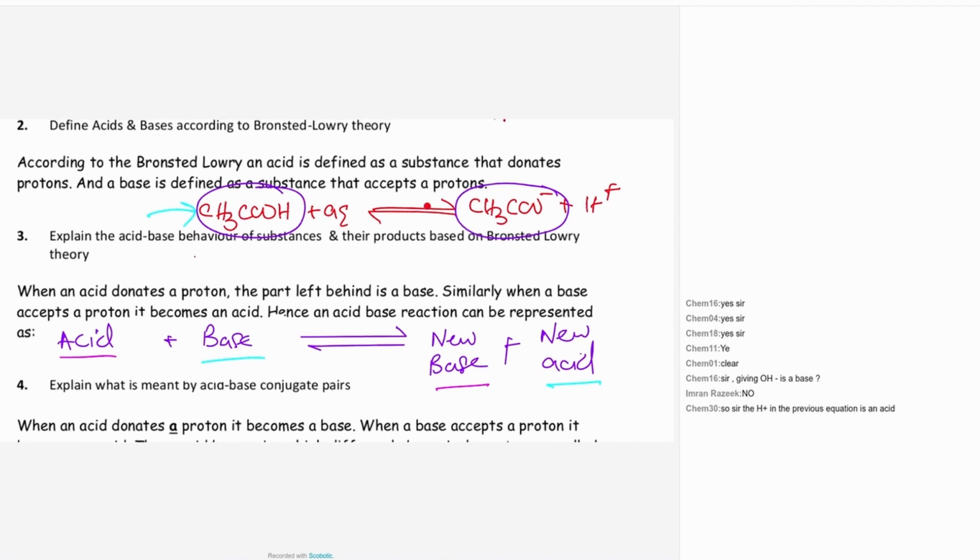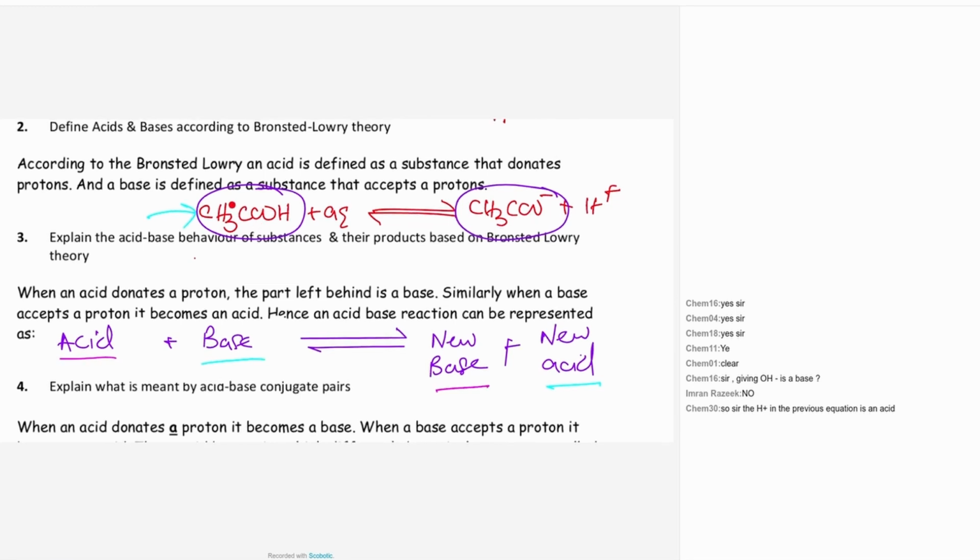But after giving the H plus ions, what has happened to that acid? It has become a base. Why? Because this acid, being a weak acid, can combine with this H plus and form the unionized acid again. Right? So here in the equation, H plus is not the acid. Ethanoic acid is the acid. Ethanoic acid has given the H plus ion. Any substance which gives H plus ions is defined as an acid.